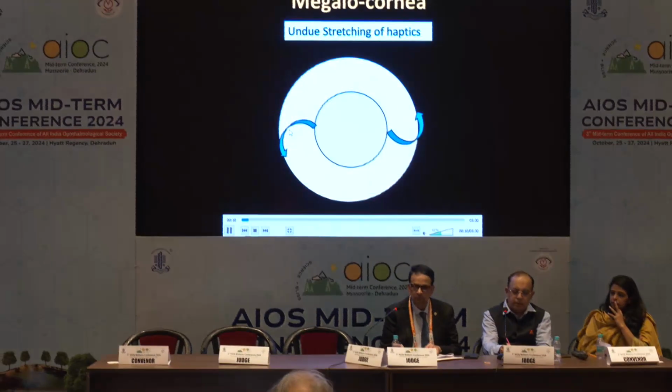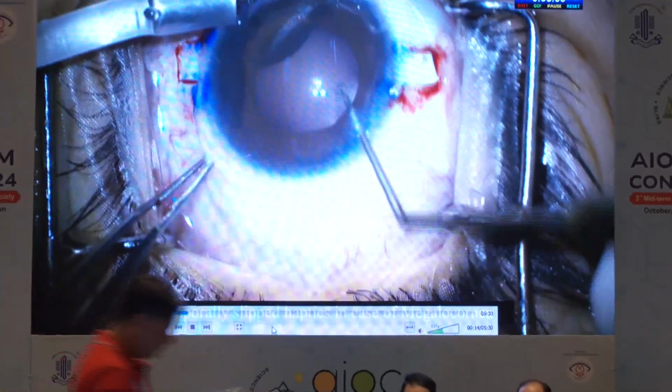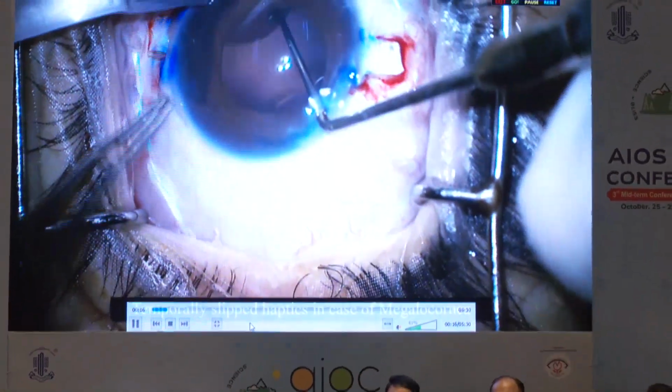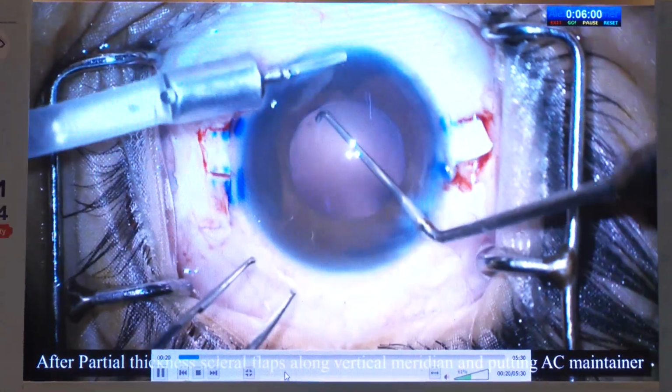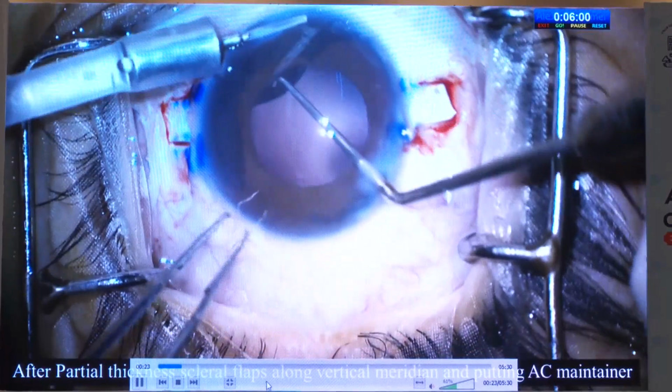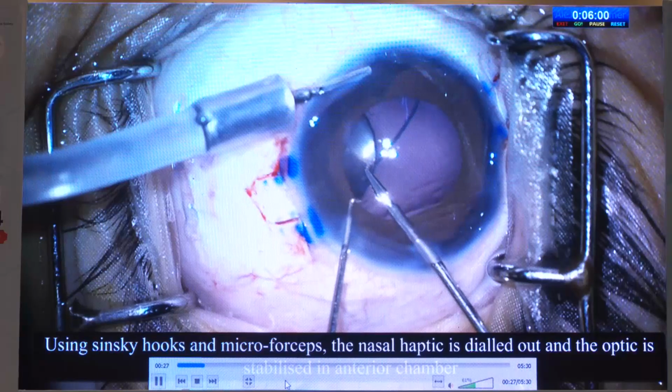This is one of the problems of megalocornea. When SFIL is done, there is a high chance of IOL decentration. One of the cases presented to us was a young 5-year-old child who had a decentered IOL after 1 year of surgery. So it was planned that the same IOL will be refixated.